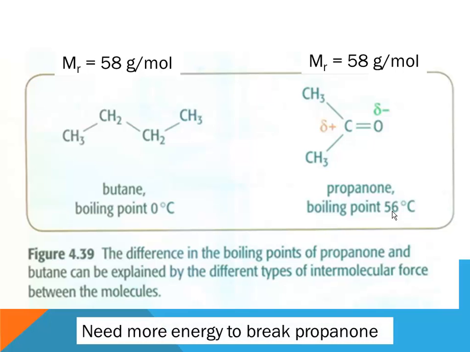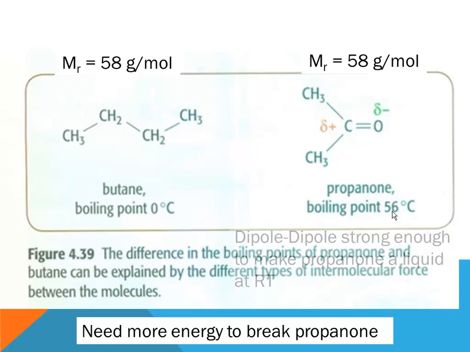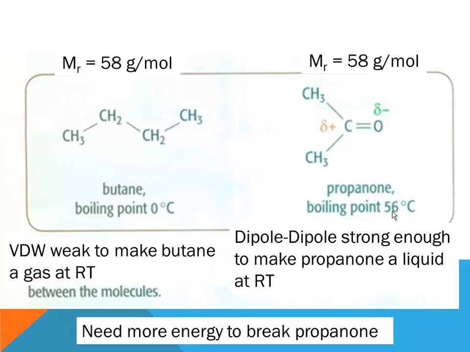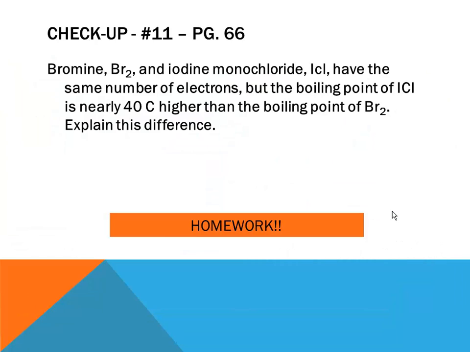Butane's at 0 degrees Celsius, propanone's at 56 degrees Celsius because of the dipole-dipole forces. So it needs more energy to break propanone than it is to break butane. You're not breaking the molecule, you're just separating the molecules from themselves. Dipole-dipole is strong enough to make propanone a liquid at room temperature. But butane, like in a lighter, is a gas at room temperature because of the weak van der Waals forces.